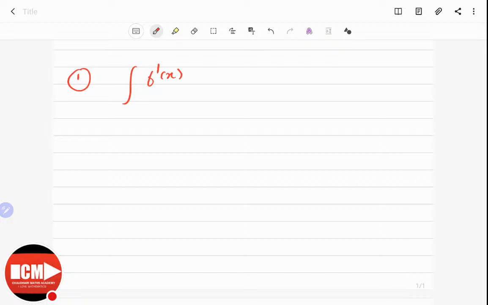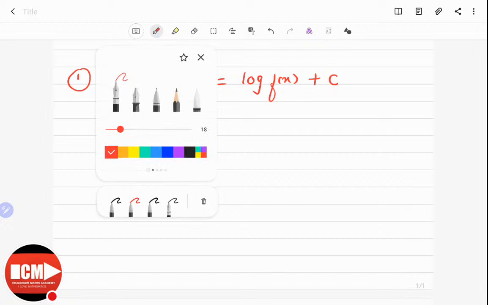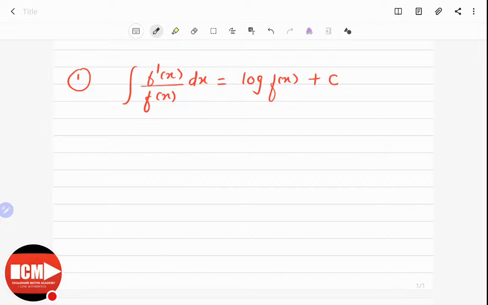f dash of x upon f of x with respect to x. So the answer is log of f of x plus c. Let me tell you, friends, these corollaries will help you in objective examinations, because these corollaries always save your time. Solving a problem by the method of substitution takes a little bit of time, but these corollaries will definitely save your time in objective examinations. Also, you can apply these corollaries in theoretical examinations.